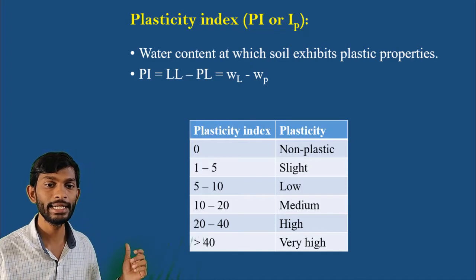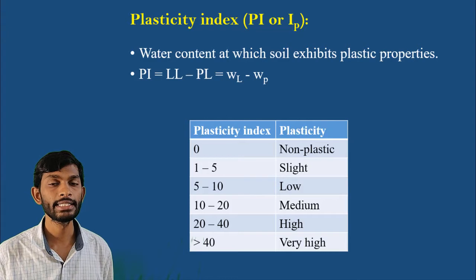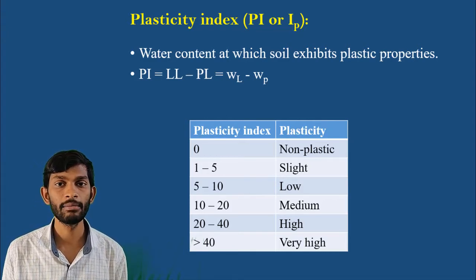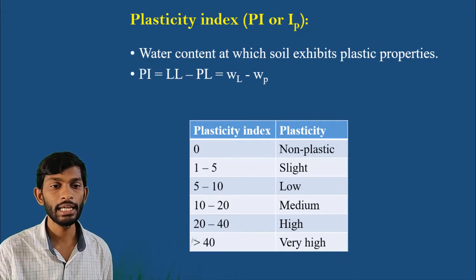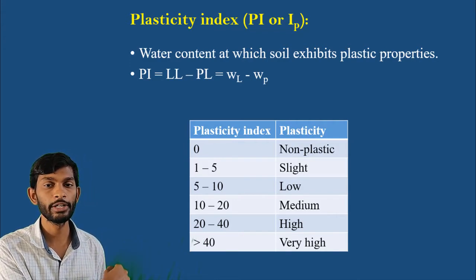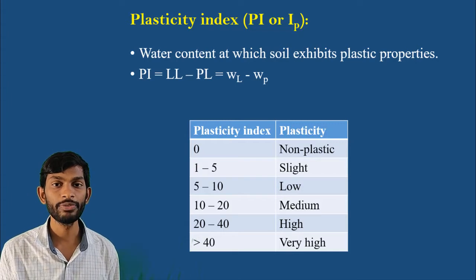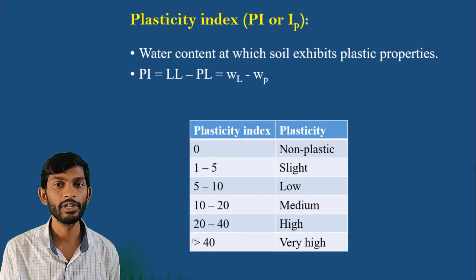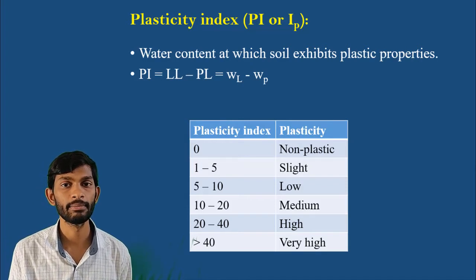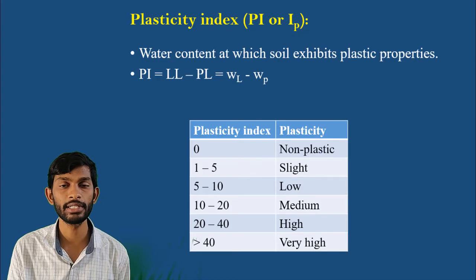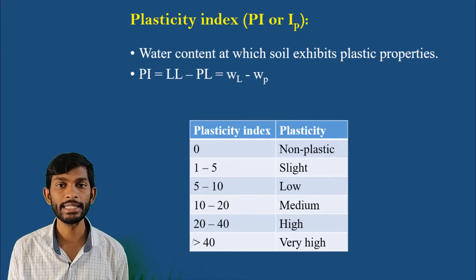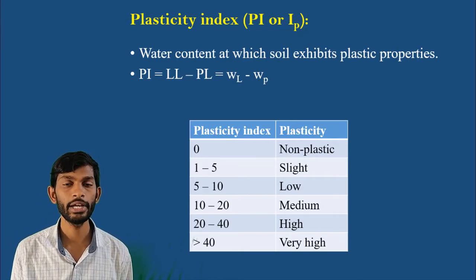When the plasticity index is between 1 to 5, it is said to be slightly plastic soil. That means this soil will exhibit a slight amount of plastic characteristics. Likewise, you have 5 to 10, 10 to 20, 20 to 40 and greater than 40. When the plasticity index is greater than 40, you can say that this soil exhibits high amounts of plasticity characteristics. So this is all about the plasticity index of soil. Okay, I hope it is clear.